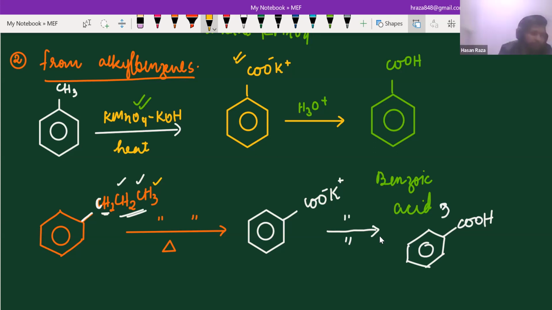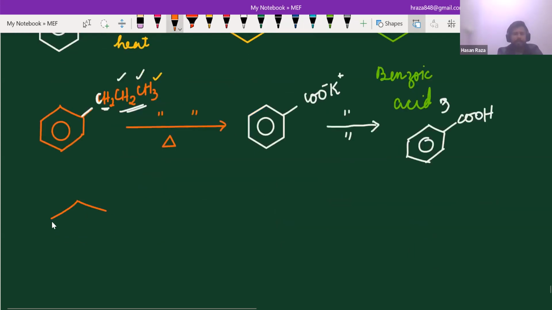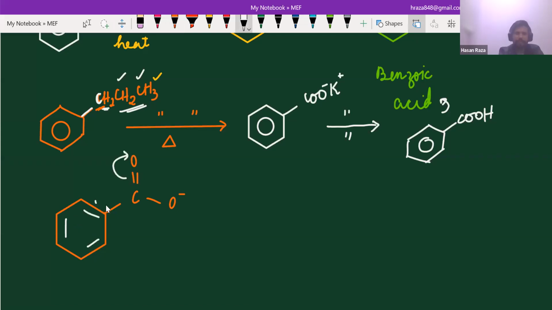So what I want to say is why this carbon that is connected to the benzene ring directly is oxidized, not other carbons. That's because this carbon is in conjugation. If you oxidize this carbon, this will form like this, and this carbon is in conjugation with the benzene ring. That means there will be resonance and it stabilizes.